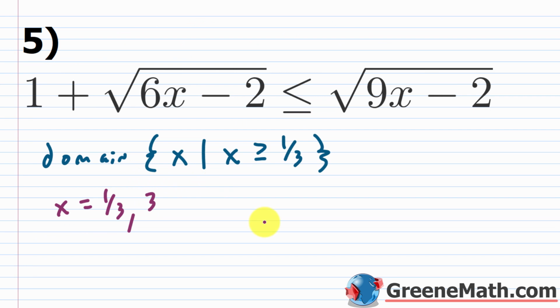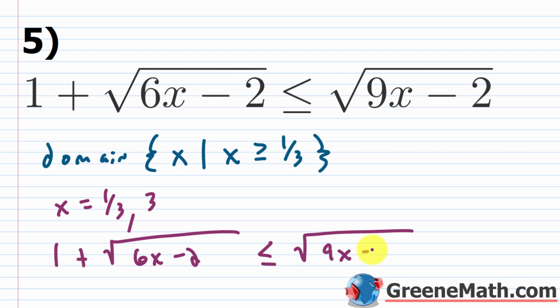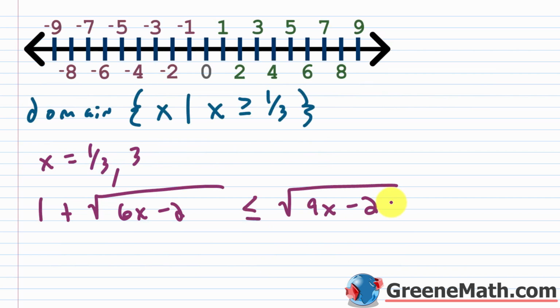So let's come back up here. And I'm just going to copy this in its current form. So 1 plus the square root of 6x minus 2, we'll say is less than or equal to the square root of 9x minus 2. Okay, so coming back up here, really we just need to think about 1/3 and 3. Those are the only critical values we're going to have.